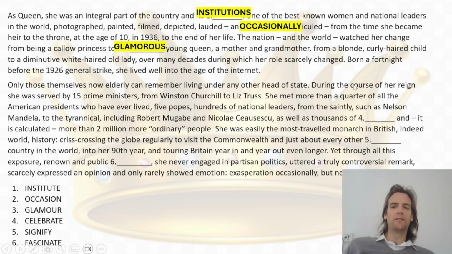Well, really cool people like Nelson Mandela, Robert Mugabe, Nicolae Ceausescu. All close personal friends of the Queen, of course, as well as many celebrities. And 2 million ordinary people. Ooh, the difficult part of the job, right? She had to meet ordinary people. Imagine that. Horrible. And she visited every significant country. And despite the exposure, renown, and fascination, she never engaged in partisan politics. She never had any opinions. Wow, well done. What an achievement.